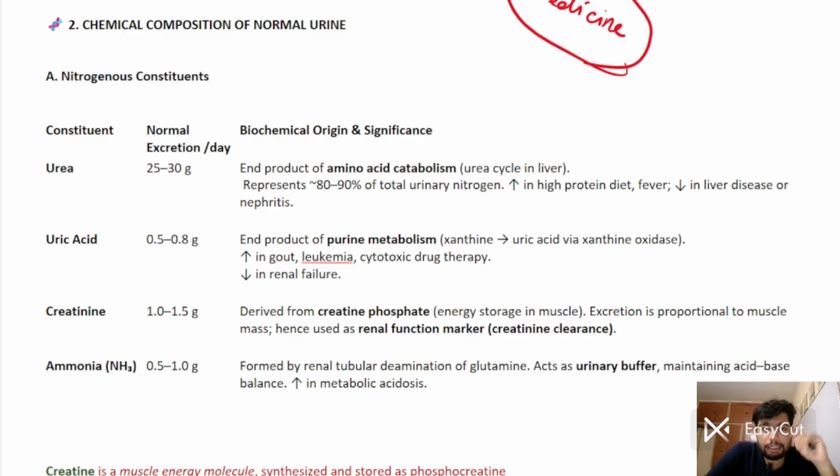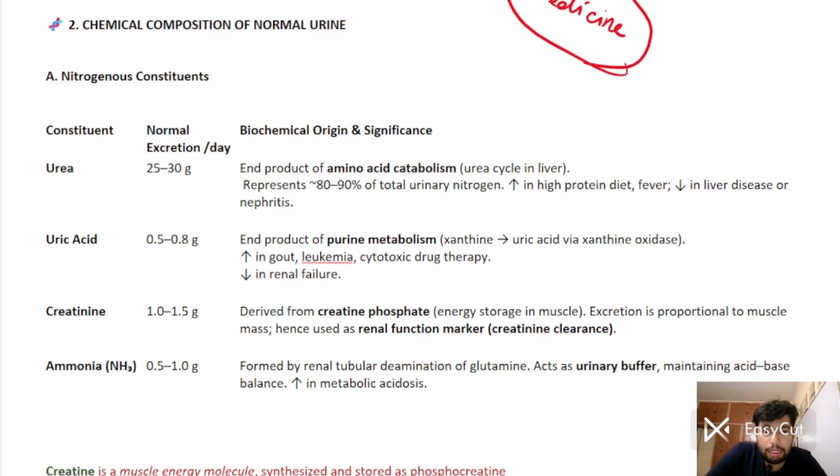It is increased in gout and in cytotoxic drug therapy like anti-cancer therapy. This will be increased because cells will be dead due to anti-cancer therapy, so ultimately DNA and purines will be released by killing the cells. So purine metabolism is more, and if purine metabolism is more, uric acid has to rise. Serum uric acid is reduced, and urinary excretion of uric acid is reduced in case of renal failure, because tubules are not functioning properly.